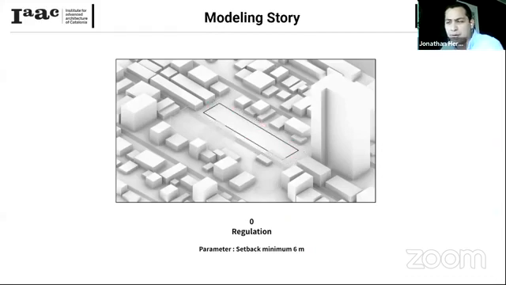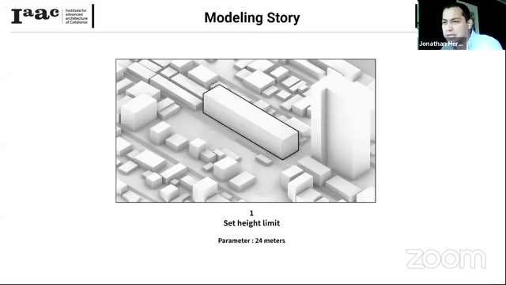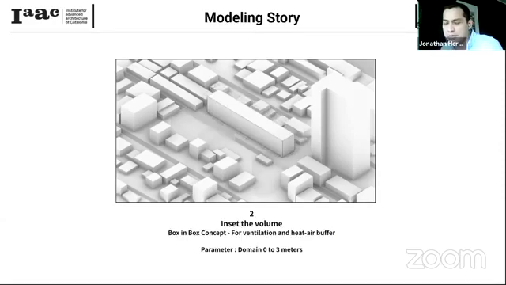The first one was in relation to the regulation from Bangkok. For us, it was really important to play with the rules from the city. So the first thing we did was to set back a minimum of 6 meters to reduce the volume and to be closer to the floor area ratio of the place. We set a height limit of 24 meters. And we also created this concept that we call the box in box.